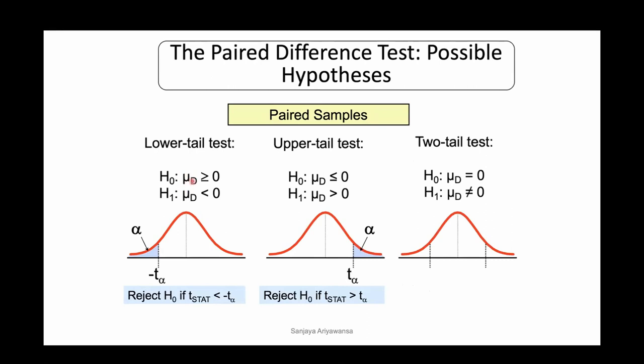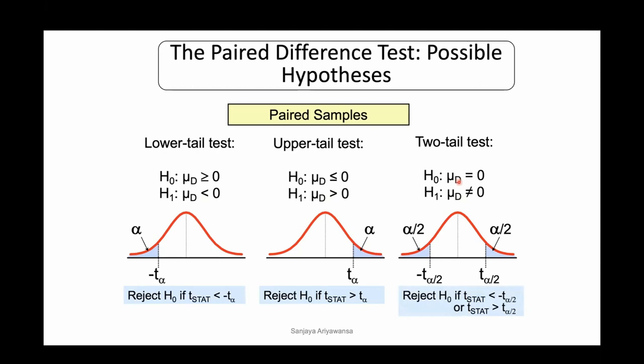What was mu d? You calculated the differences in your data points and you calculated the average, right? So this is your population parameter mu d. If you're testing for less than 0, it's a lower tail test. If you're testing for greater than 0, it's an upper tail test. If you're testing for not equal to 0, it's a two tail test. Again, remember, when you're writing your hypothesis, it's for the population parameter. You have to always keep that in mind.